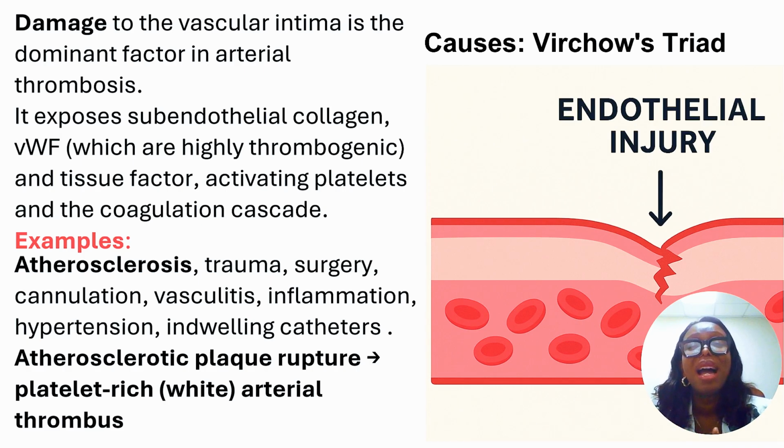Now, when you have this atherosclerosis, we have what we call atherosclerotic plaque. And when this atherosclerotic plaque ruptures, what happens? You have platelet-rich arterial thrombus in the blood vessel.